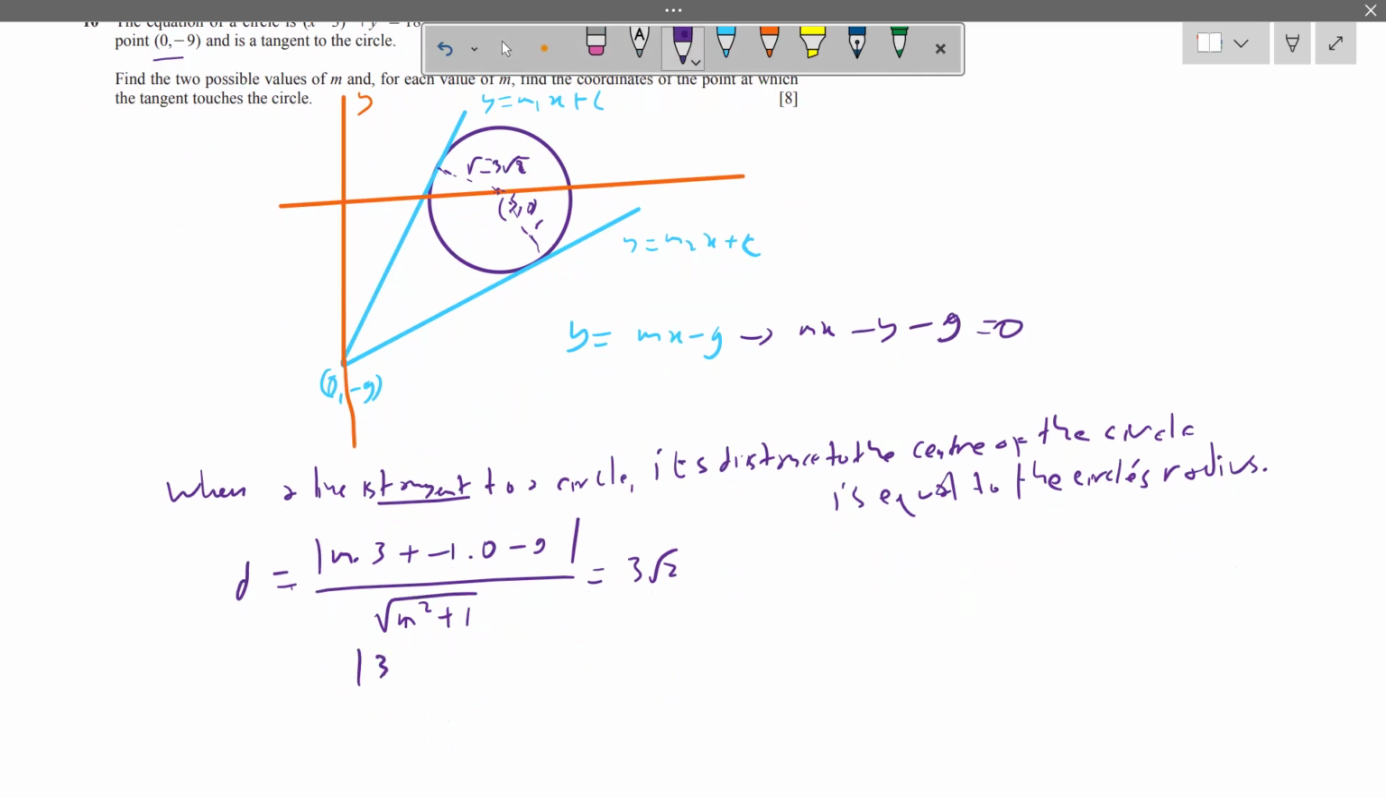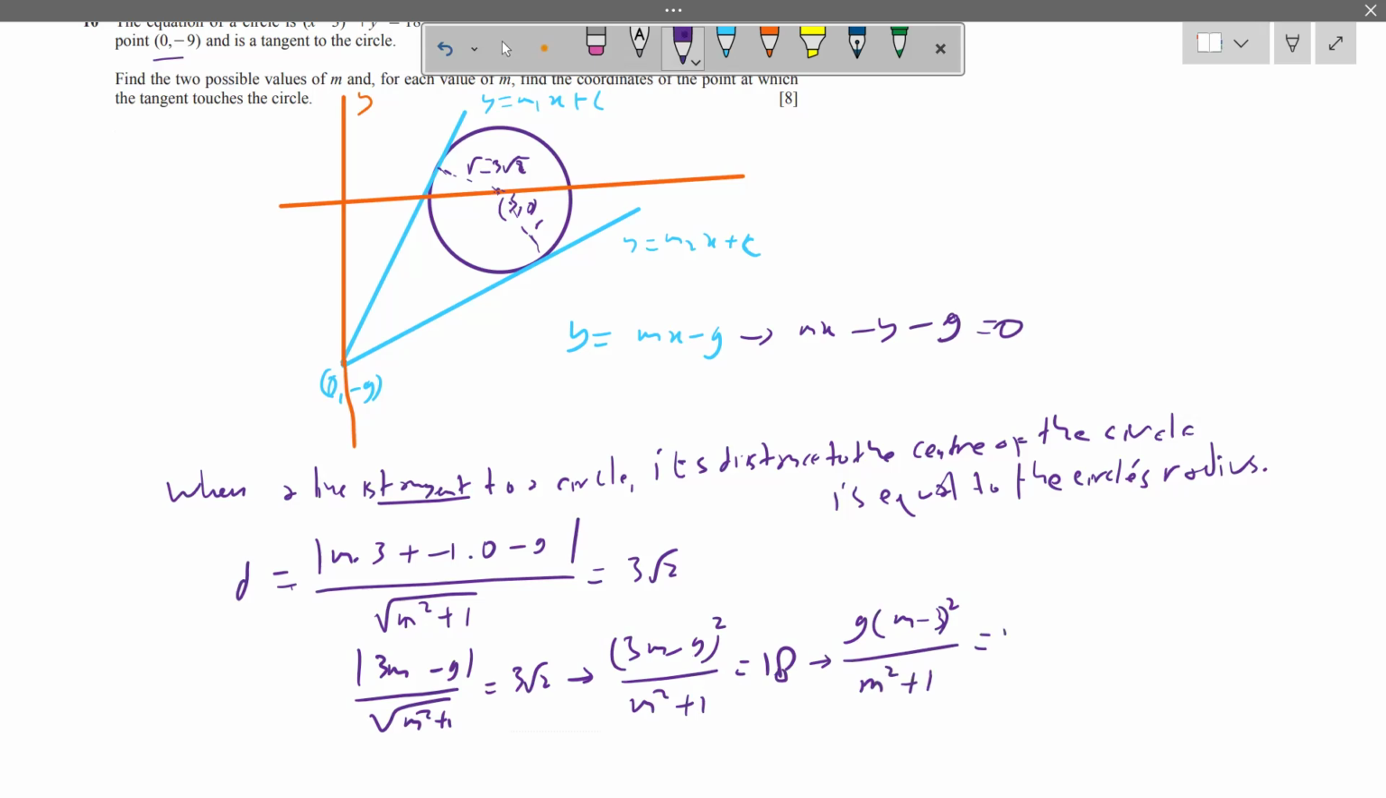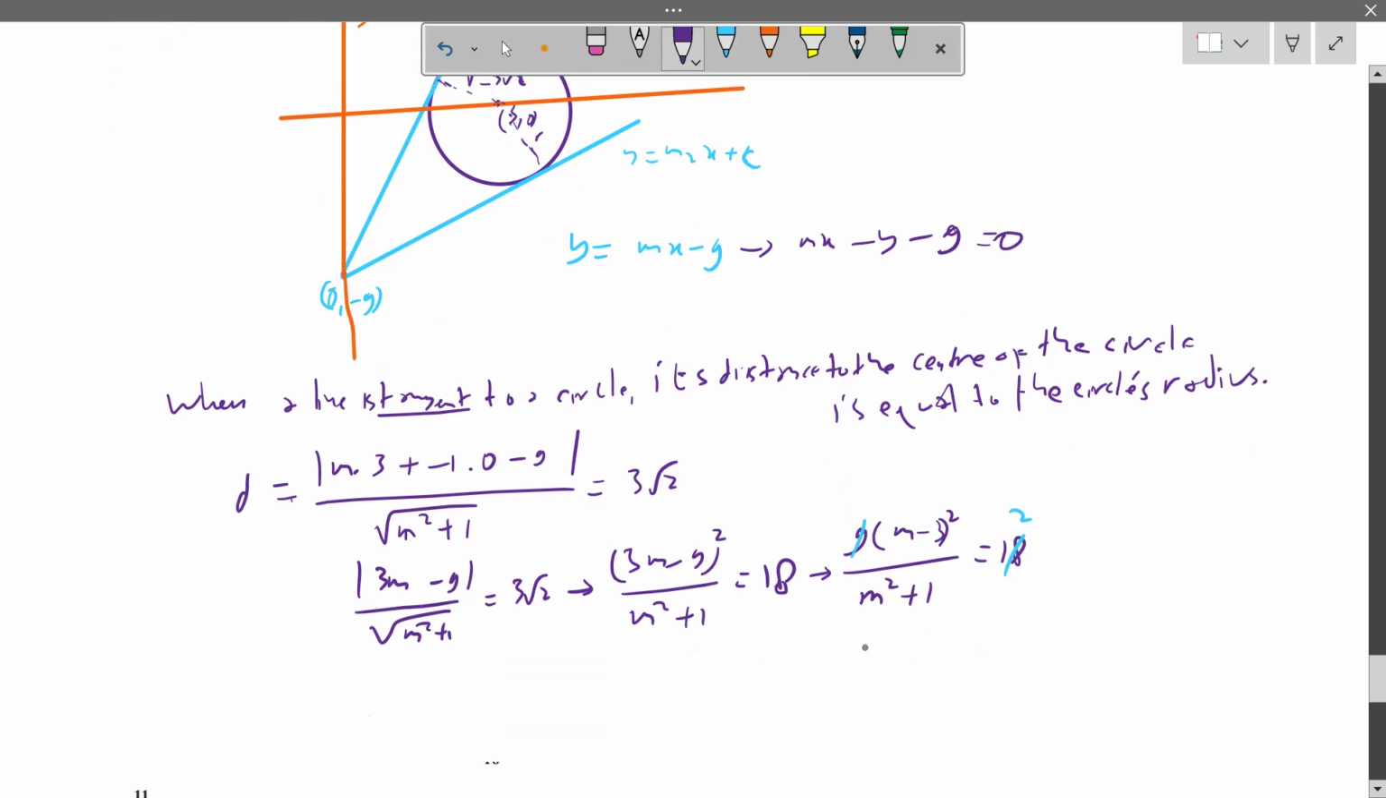So we have (3m minus 9) over square root of m squared plus 1 equals 3 square root of 2. If you square both sides, you get (3m minus 9) squared over m squared plus 1 equals 18. So this here is 9 times (m minus 3) squared over m squared plus 1 equals 18. And now you have (m minus 3) squared equals 2 times (m squared plus 1).